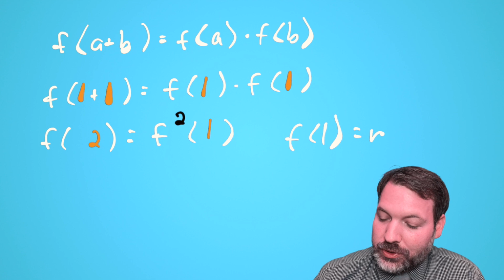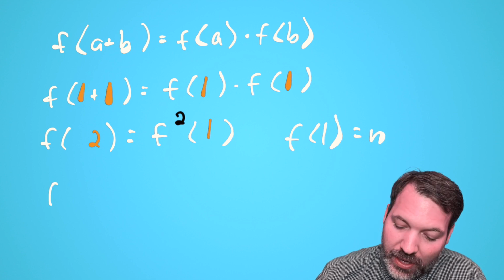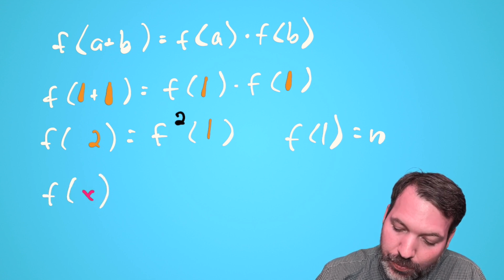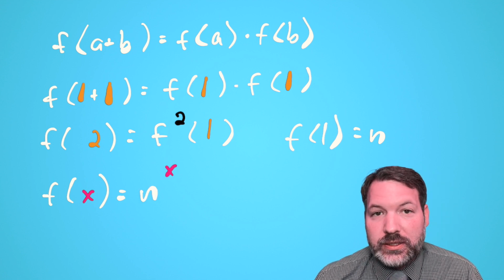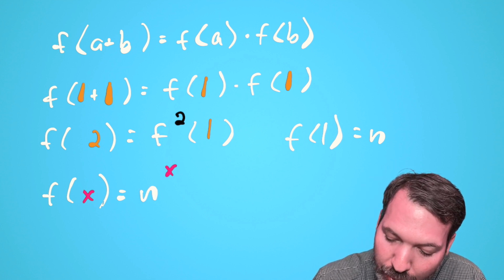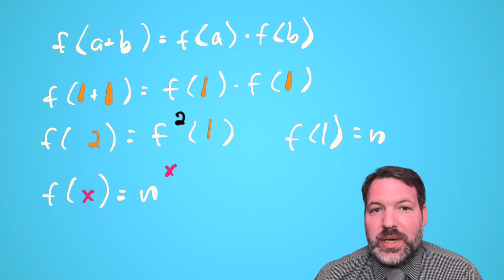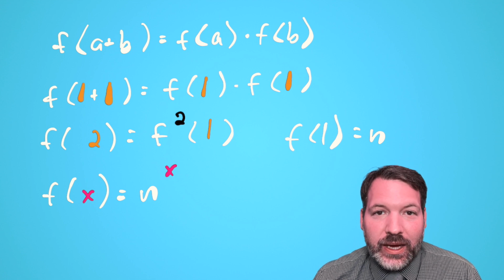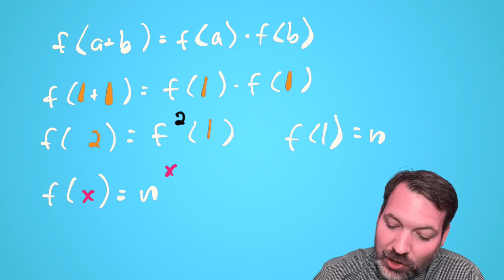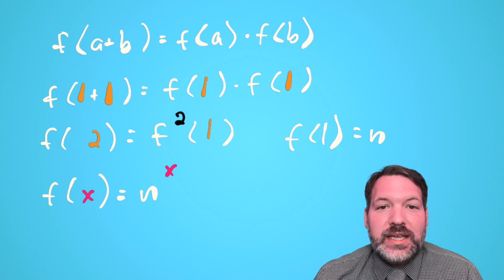But if we just said in general, all right, f of 1, let's just say it's equal to some number n, then we could say f of x, generally speaking, is just going to equal n to the power of x. But there's nothing in this particular property that requires x be a whole number. We could let x be a fraction. We could let x be negative. We could let x be pi. As long as it obeys this property, it's exponentiation.